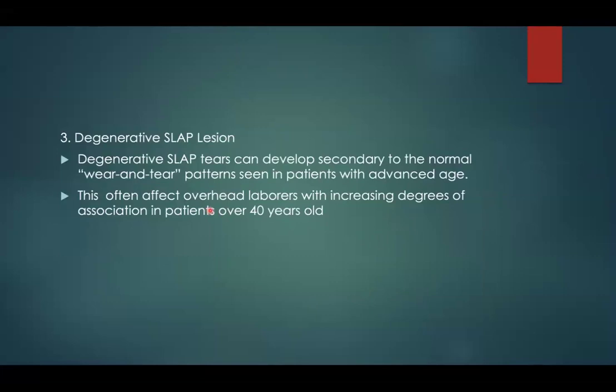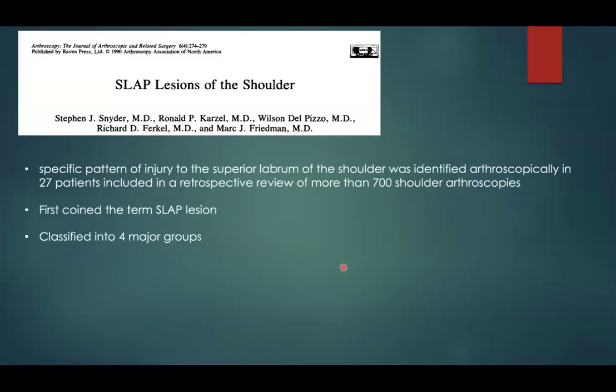The third is the degenerative SLAP lesion. Degenerative SLAP tears can develop secondary to the normal wear and tear pattern seen in patients with advanced age. This often affects the overhead labrum, with an increasing degree of association in patients over 40 years old. This is the first article which was published by Stephen J. Snyder in 1990.